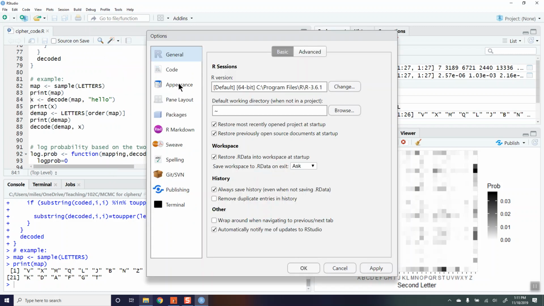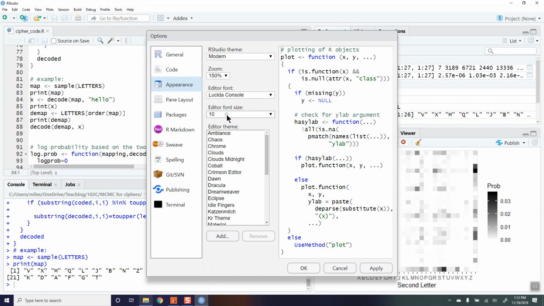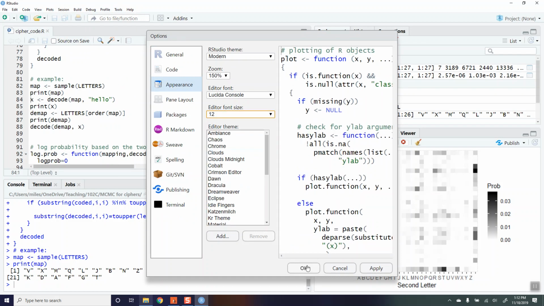My interface. Let me just blow up my text here.